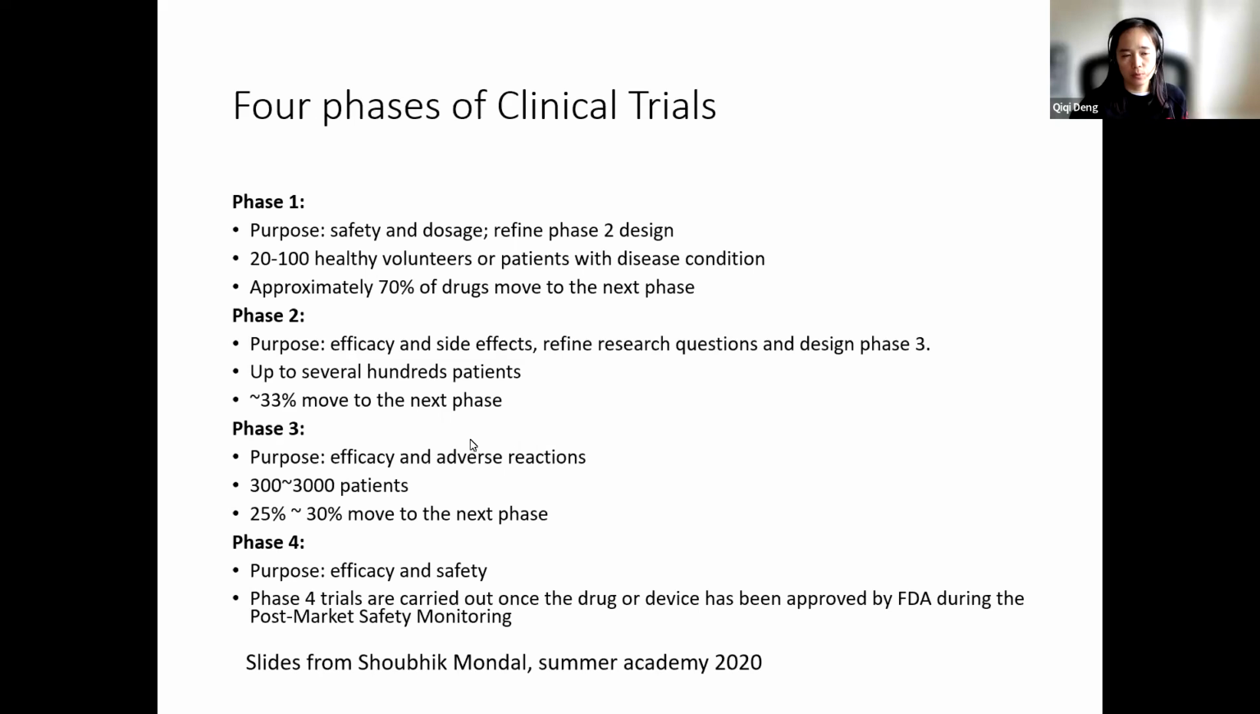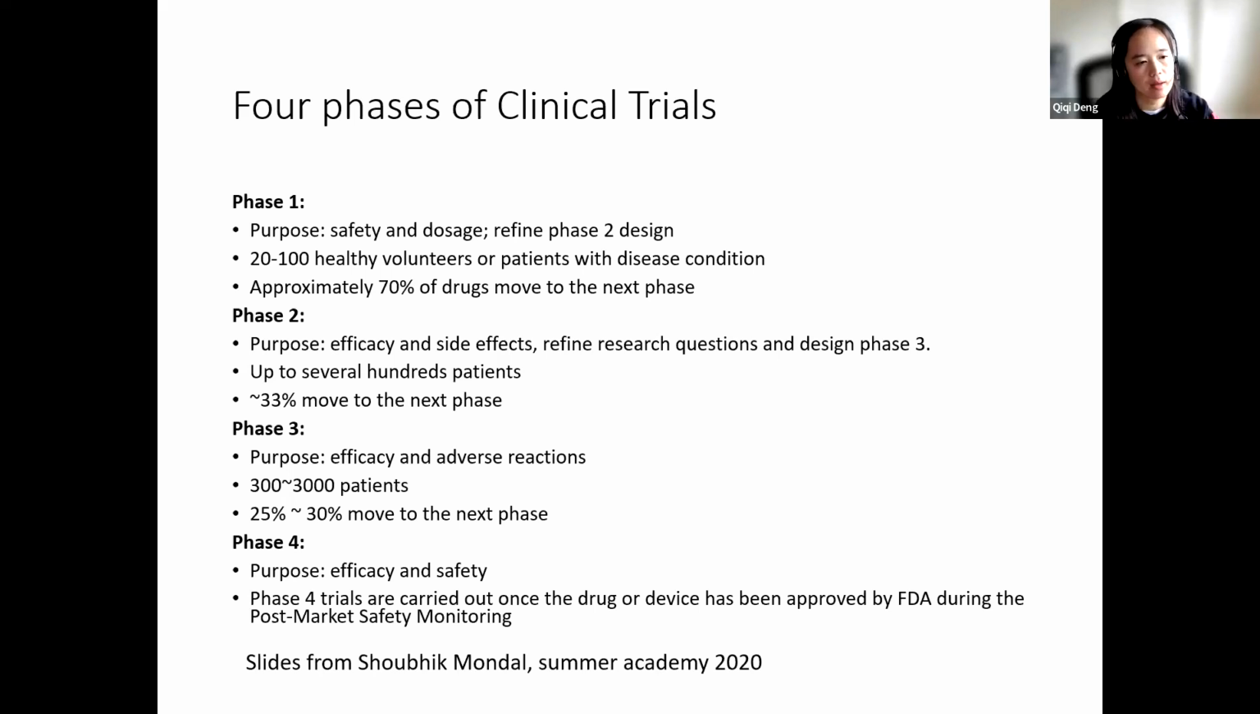Finally, when you come to the phase 3 study, this is usually where the large-scale, long-term trials start. We use phase 3 studies to confirm that the drug is efficacious and safe, and only about 25% to 30% of drugs can move into approval.